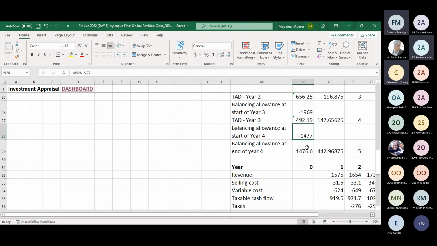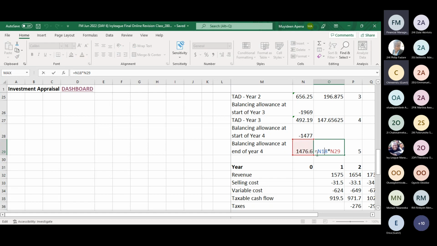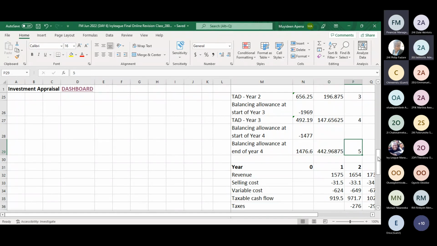The project ends in 4 years' time, which means everything remaining in year 4 should be claimed by the company as TAD. So they claim the entire 1477 in year 4. On that, there's a tax benefit of 30%. So we apply 30% to this figure, which gives us 442.96, and that will be claimed as benefits in year 5.